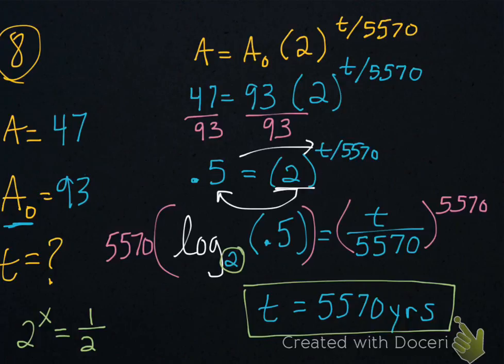And there was a negative sign in front of that t that I missed all the way through the problem. That's why the negatives canceled out. So that should be a negative 5570. This concludes all of our practice problems for log applications.